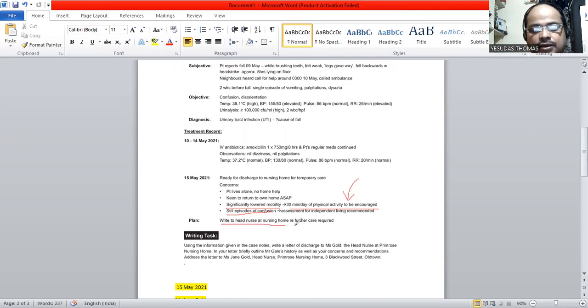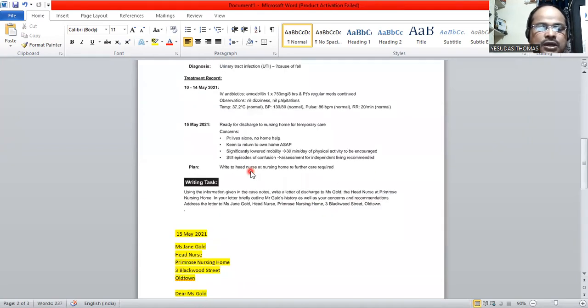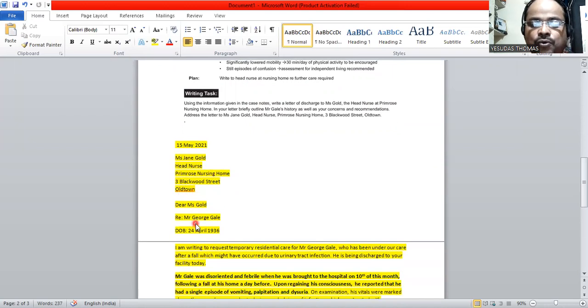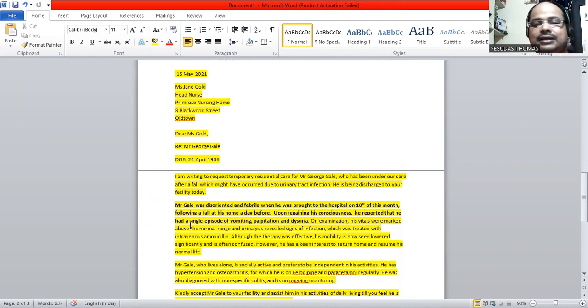Now, write to the head nurse, nursing home, regarding further care required. The further care is these things. Let's go with the date. Today's date is 15 May 2821. Jane Gold, head nurse, Prime Rose Nursing Home, 3 Blackwood Street, Old Town. Dear Miss Gold, okay, I have a small comma here. Reference Mr. George GALE, date of birth 24 April 1936.